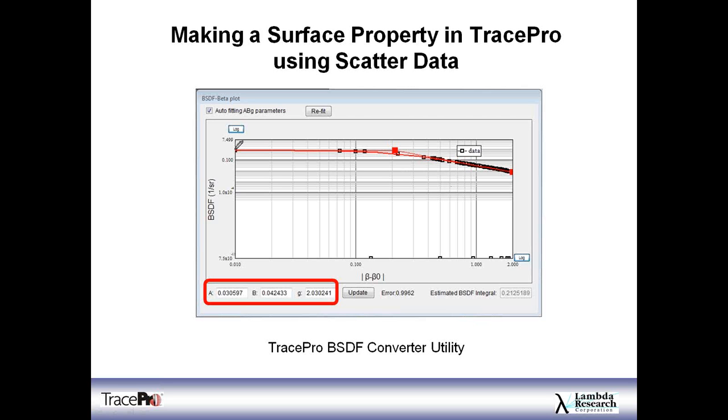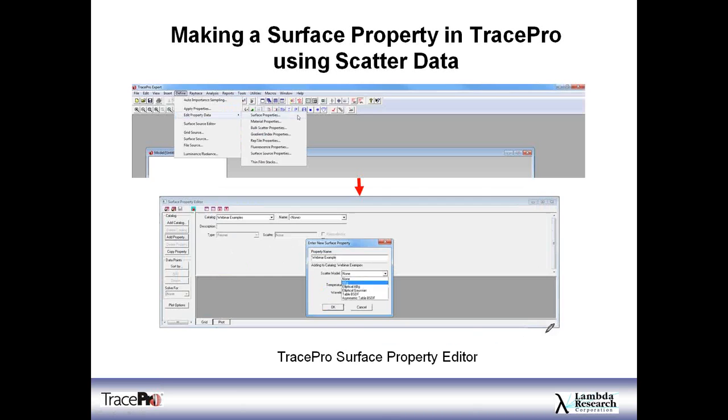And you can fit the ABG curve here. So here's actually the curve fit to this data. It gives the ABG values here. And then we're actually going to make a property with this.